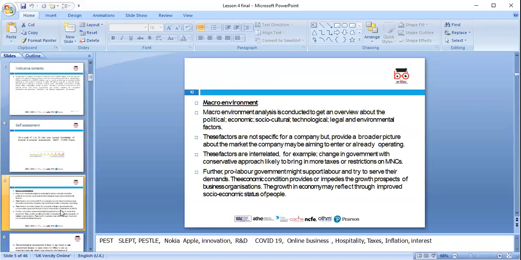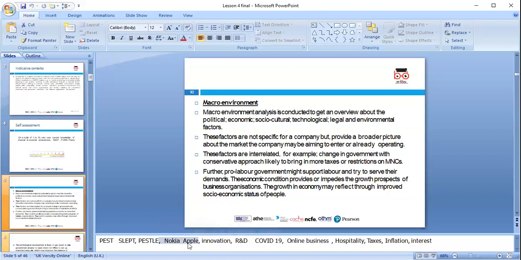We had a discussion of the micro environment in our previous lesson as well. Macro means external. We have different concepts, and these terms are sometimes the other way around. People use political, economic, social, and technological, or they use the word SLEPT, which is social, legal, economic, political, and technological, or PESTEL, political, economic, social, technological, environmental, legal. Nokia and Apple.